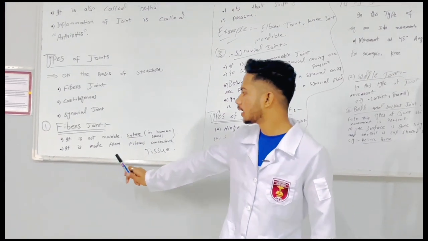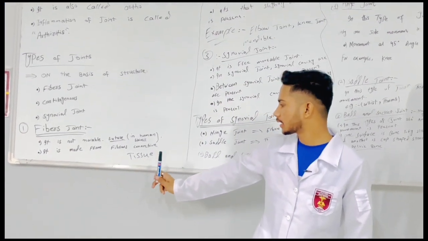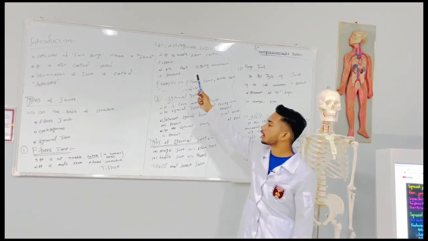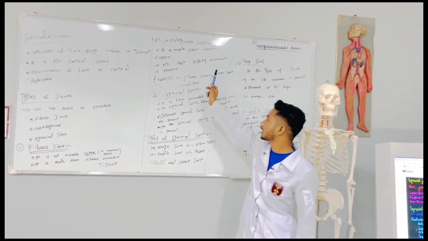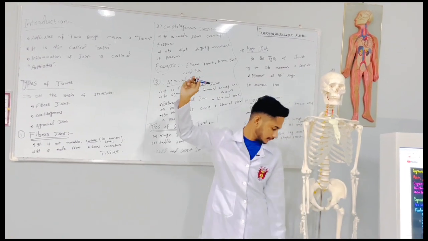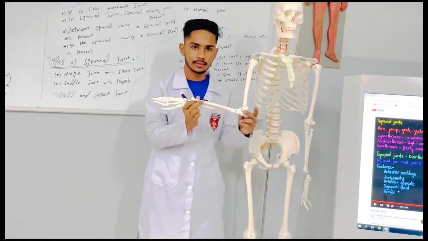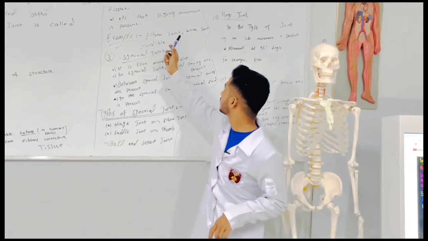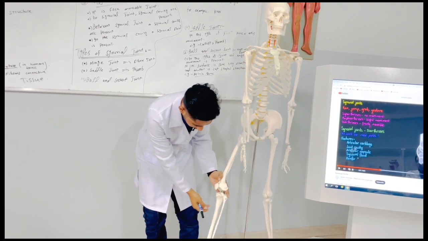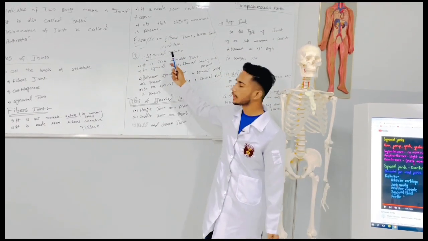Suture in the human skull is made from fibrous connective tissue. Cartilaginous joint is made from cartilage tissue. It is slightly movable. Example, elbow joint and knee joint. Mandible.